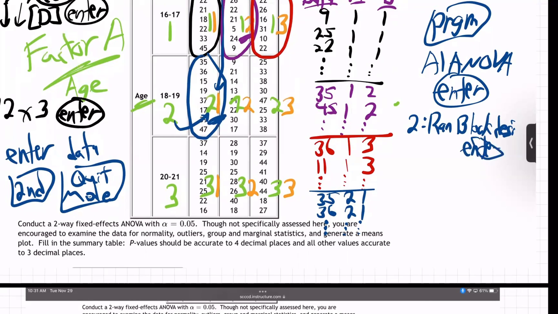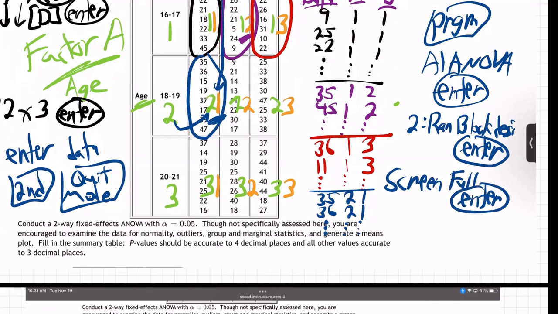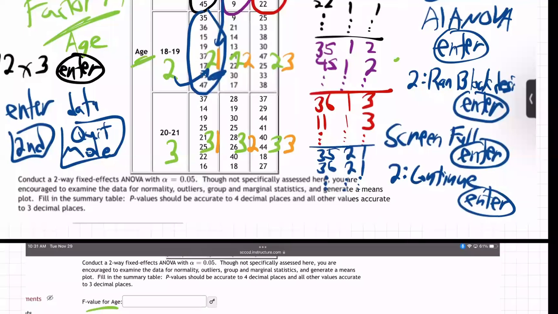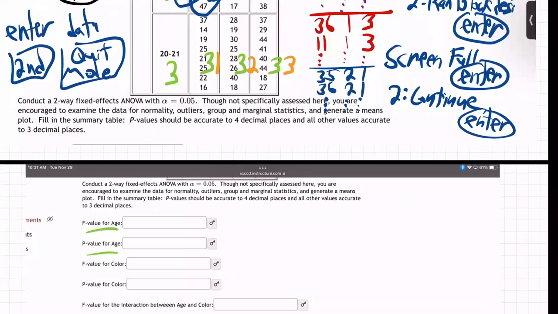Boy, my thing is lagging. Enter, and then you're going to have a screen full of stuff which you don't have to read. Just hit enter again. Then it'll say, do you really want to continue? Choose option 2 to continue. Hit enter, and then it'll run and run, and it'll finally start giving you some output. It's going to give you an F value for A, which goes right there, and a P value.